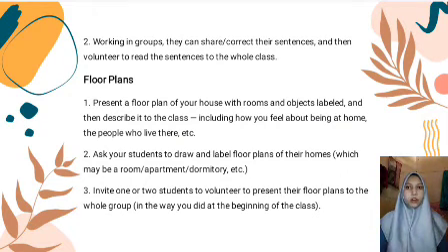Next, in pairs or groups of three, they explain their homes. After this group work, invite the students to add new words to the vocabulary list from the previous lesson. The third one is to invite one or two students to volunteer to present their floor plans to the whole group in the way you did at the beginning of the class.